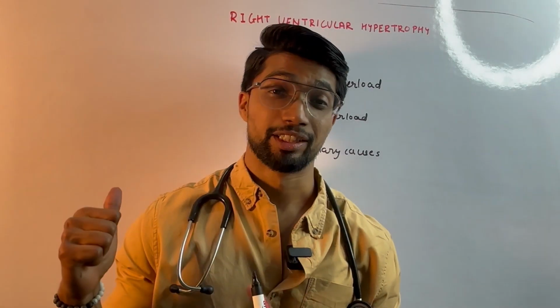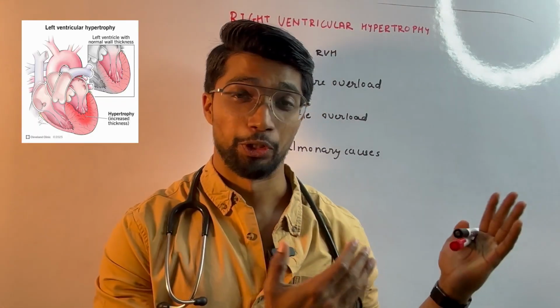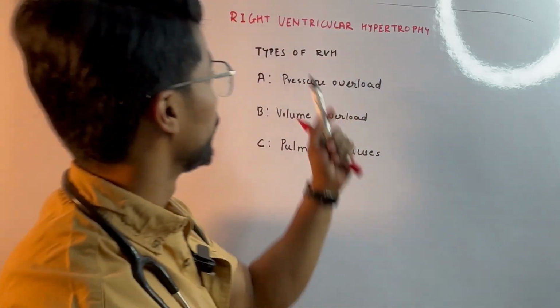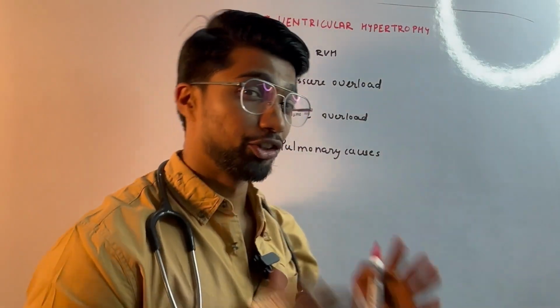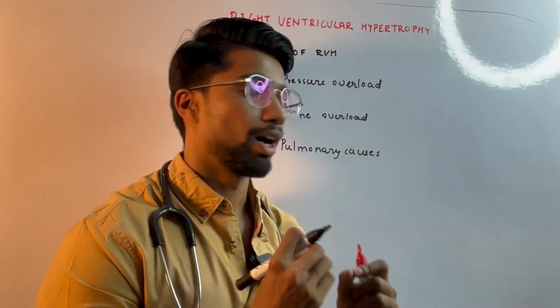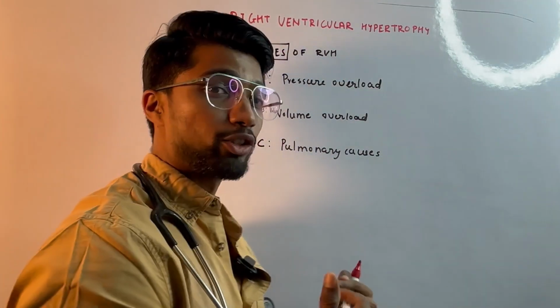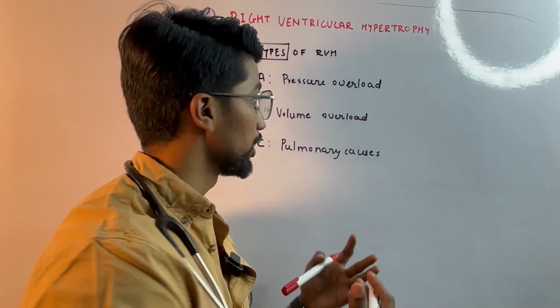So lastly, we discussed left ventricular hypertrophy, and in this video, we're going to discuss right ventricular hypertrophy. Before we move on to the RVH, let's understand a few core basics about RVH. There are three types of RVH, and that's mostly based on the etiology and how the RV gets affected.